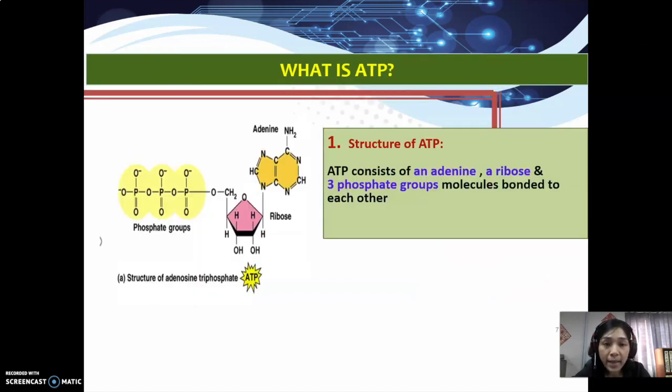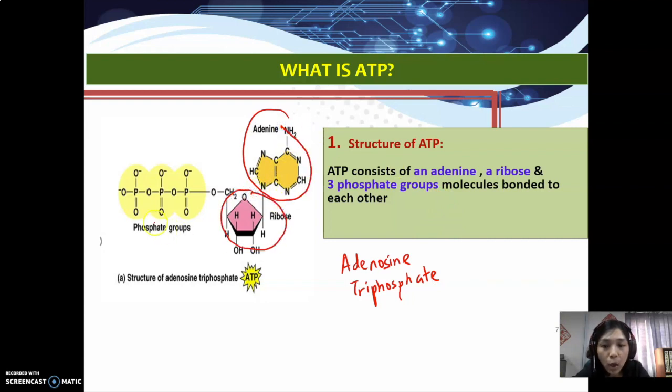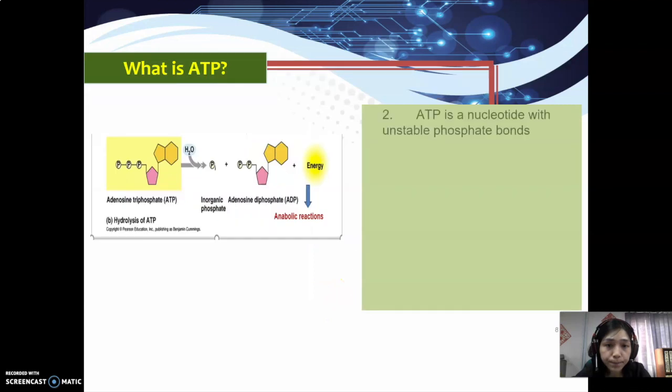So what is ATP? ATP is known as Adenosine Triphosphate. It consists of one adenine, one ribose sugar, and three phosphate groups bonded to each other. That's why it is known as ATP, triphosphate.